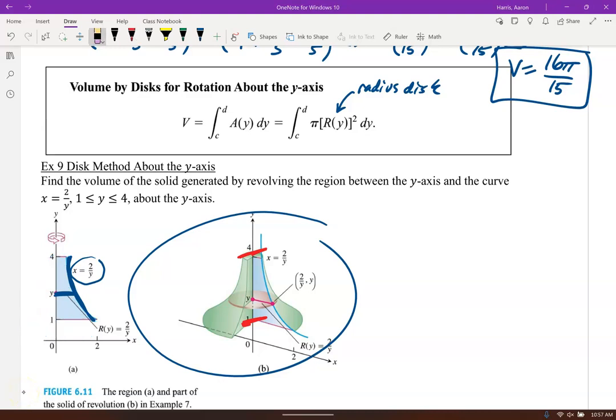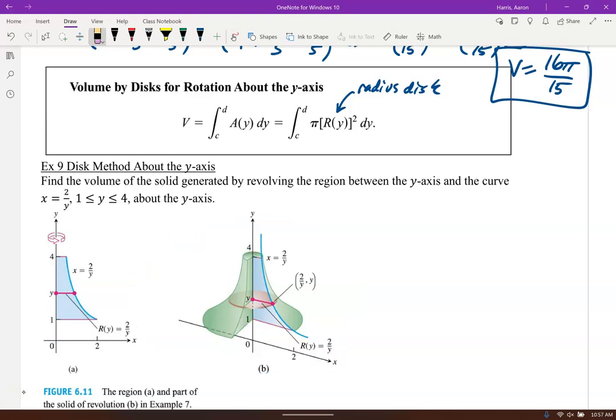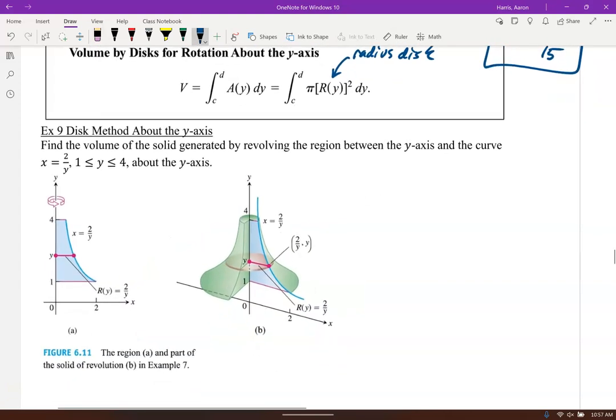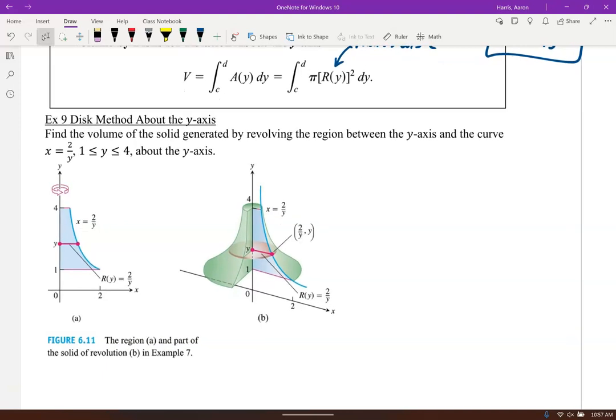All right, so let me erase this. We'll go ahead and do this problem. See what we get here. And some of these problems will give it to you like this, so you'll have to solve for x. So multiply both sides by x, divide by y there. So we've got x in terms of y. x equals 2 over y. Again, this is that curve, or at least part of that curve, 2 over y. We're going from a y value of 1 to a y value of 4, and we're spinning it around the y-axis.